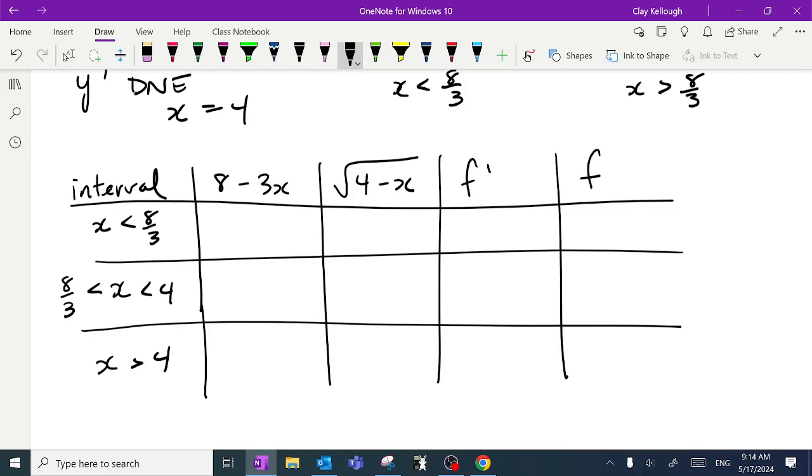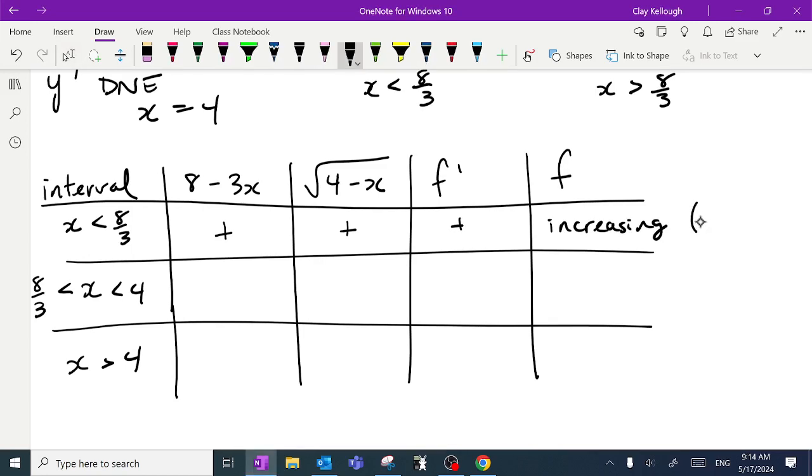Okay, what happens? Give me a number that's less than 8/3. How about 0? 0 is less than 8/3. 0 would make this positive. 0 would make this positive. A positive divided by a positive is positive. So we are increasing from negative infinity up to 8/3.